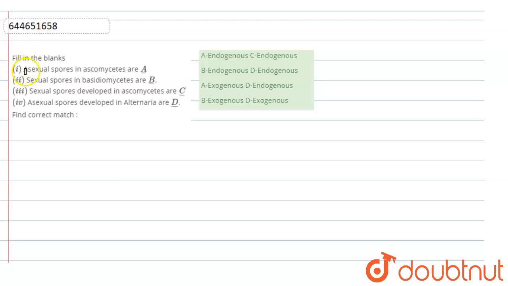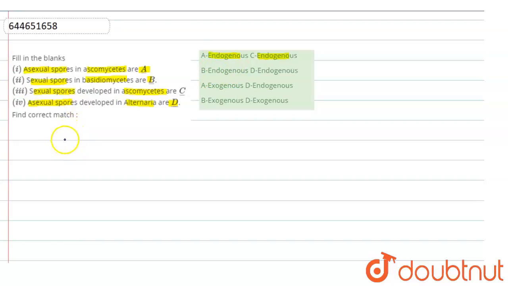The question is fill in the blanks. Asexual spores in ascomycetes are dash. The sexual spores in basidiomycetes are dash again. Then sexual spores developed in ascomycetes are dash, and asexual spores developed in Alternaria are dash. Options are endogenous and exogenous. There are 4 shuffled options with 1.